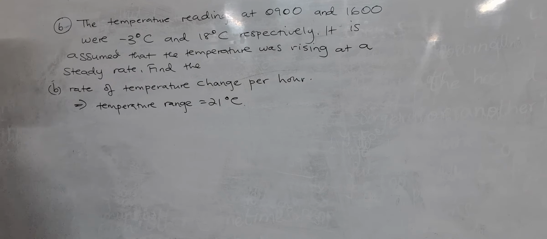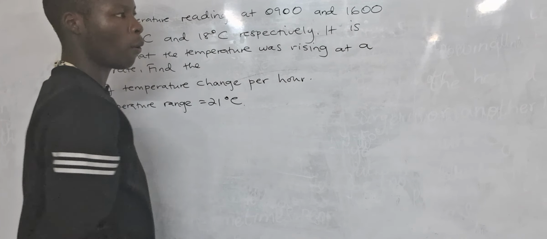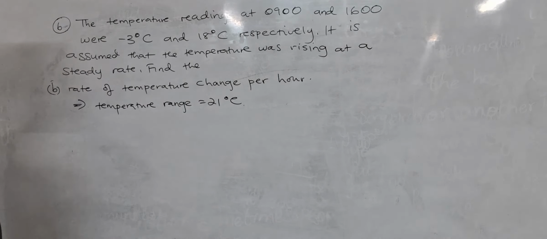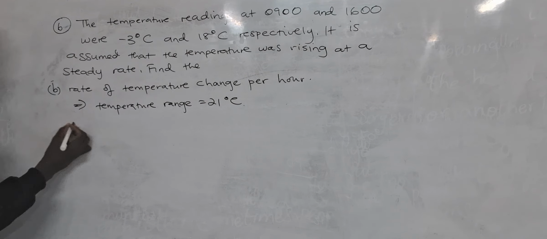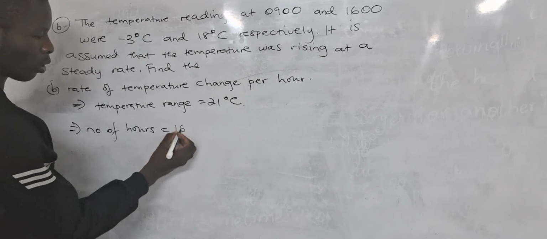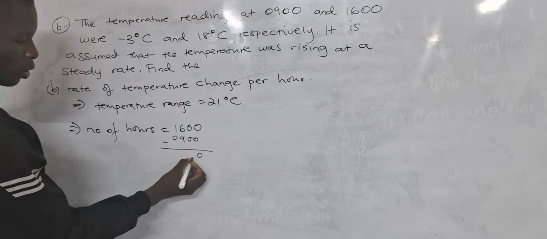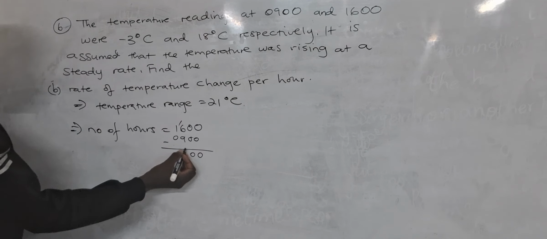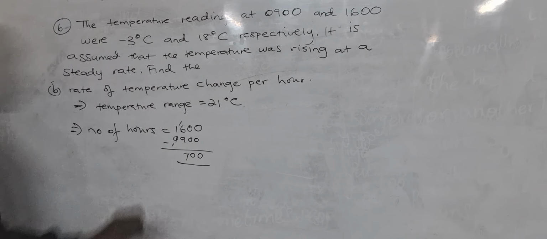So you are supposed to find the number of hours between 9 in the morning and 4 o'clock in the afternoon. So now how to find the number of hours? Number of hours is equal to 1600 minus 900. This is 16 subtract 9. This is 7, right? Yes. So we have 7 hours.